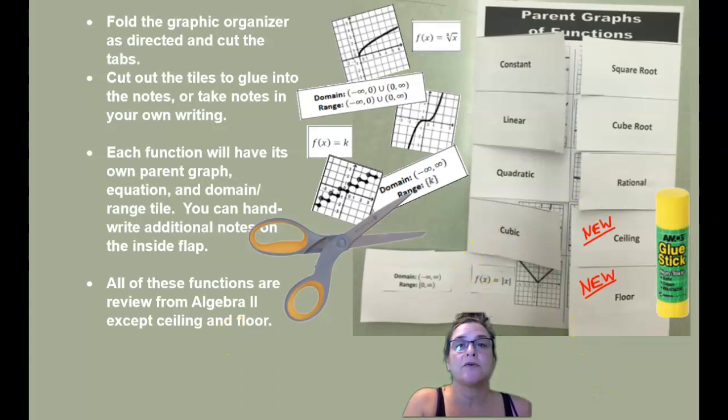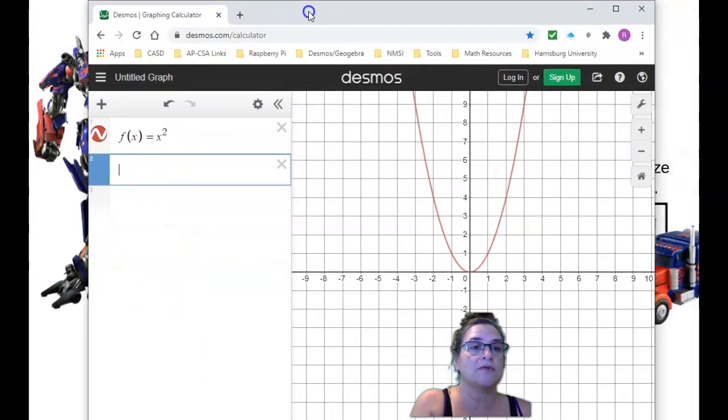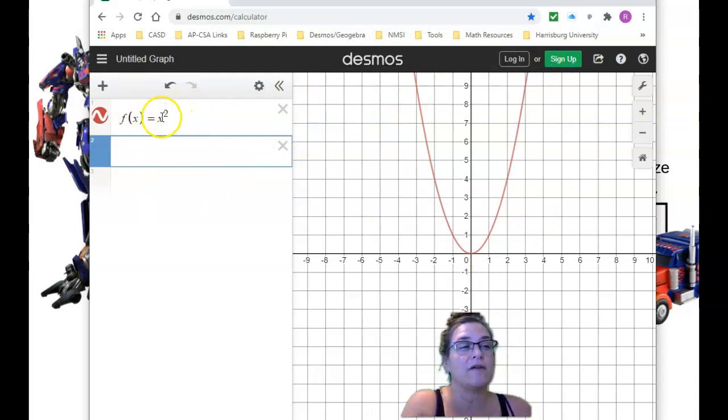Okay, so the first thing I want to look at is what is a parent graph. And a parent graph is the most basic graph of a function in algebra. It's one in which no transformations have yet occurred. And if we take a look here in Desmos, at this graph of a parabola, that's just the most basic quadratic function, f of x equals x squared.